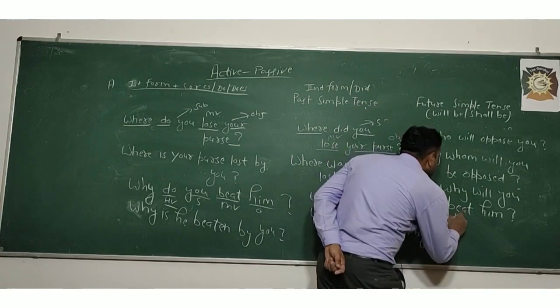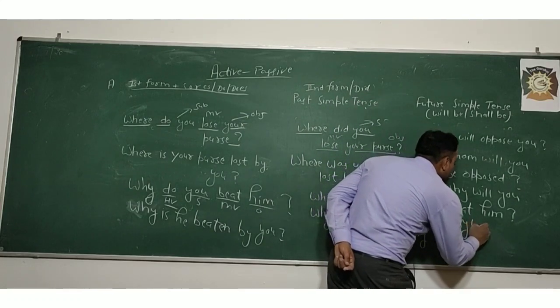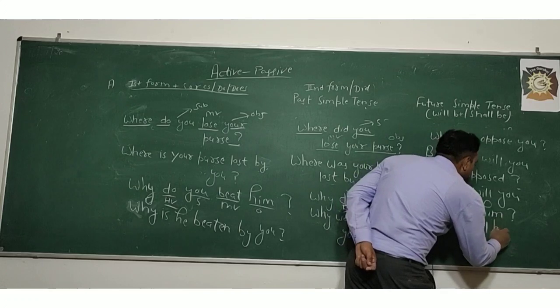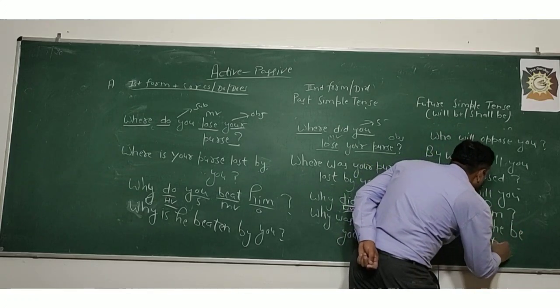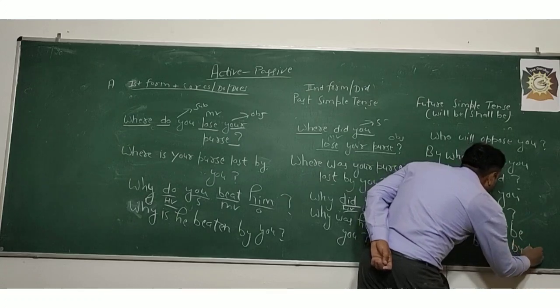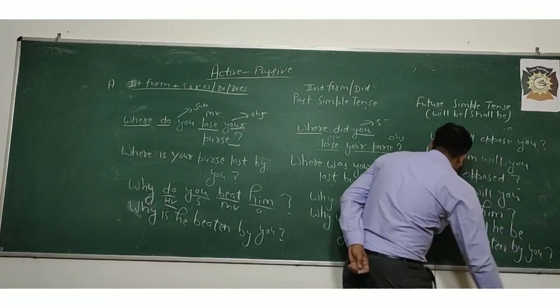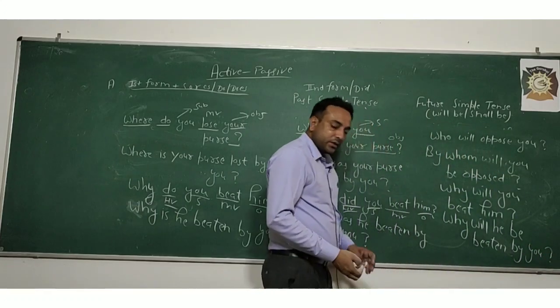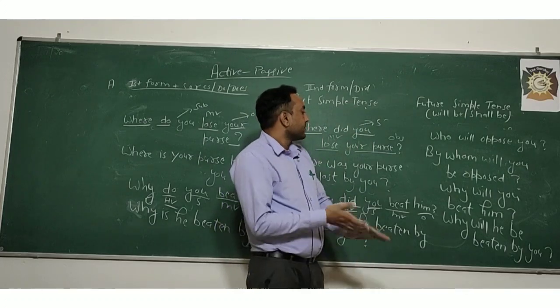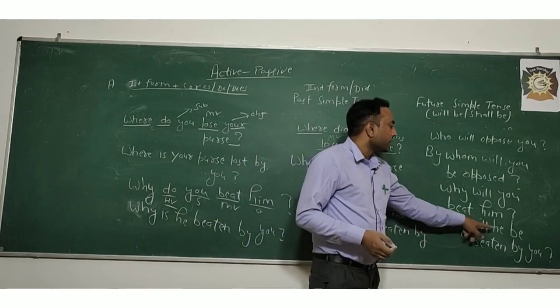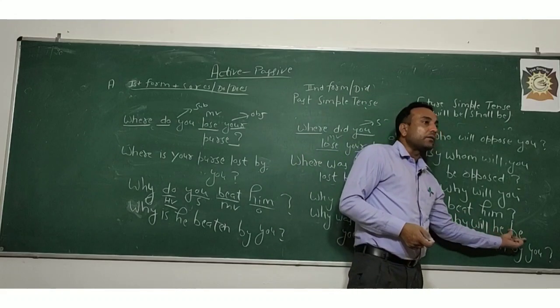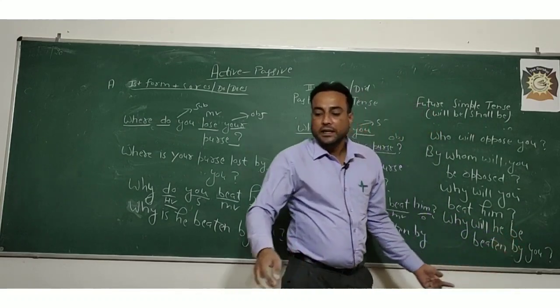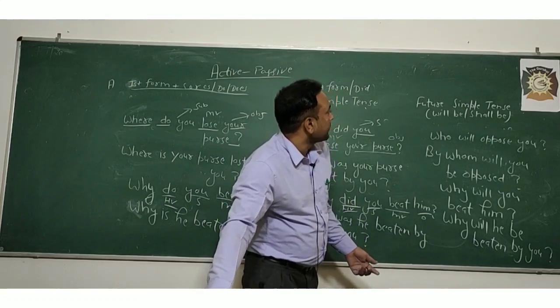Why will he be beaten by you? And put the question mark at the end. Without a question mark, your sentence is incorrect. So why will he be? You will always use "be" after the subject. Keep that in mind.